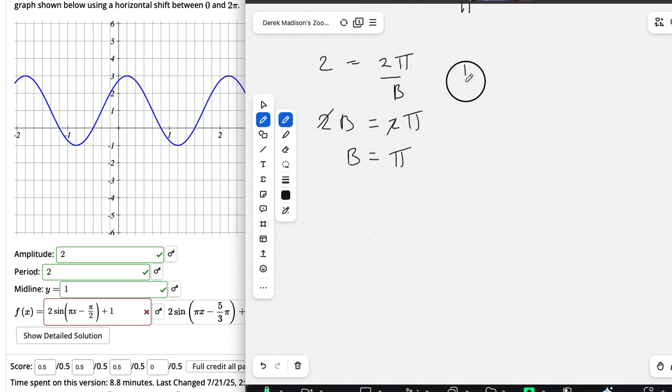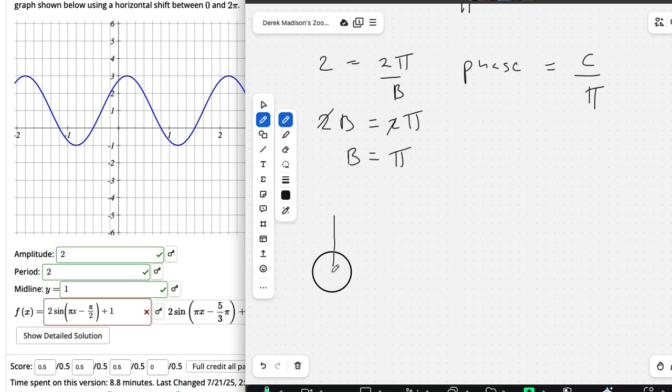And then we know that the phase shift is c over b, and we're trying to figure out c, and now we know that b is pi. So there we are, ready to find c. The trick is reading what the phase shift is off of the graph.